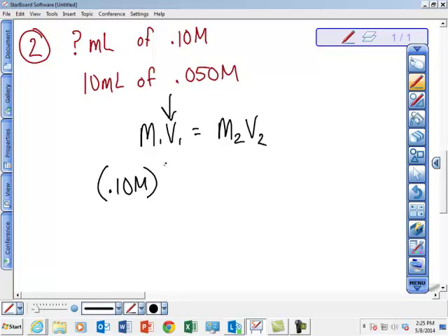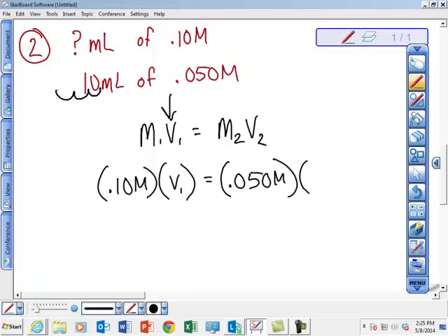Alright, so we have the molarity of the starting solution. It's 0.10. We have an unknown volume. We don't know how much of this we need. But we know that the second volume and second molarity, we have this. And remember, we're going to convert this to liters. That's 3 decimal moves. Okay, so this is 0.01 liters. Okay, so let's run that through.